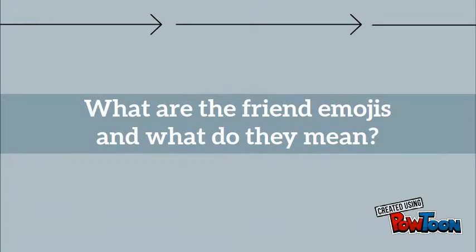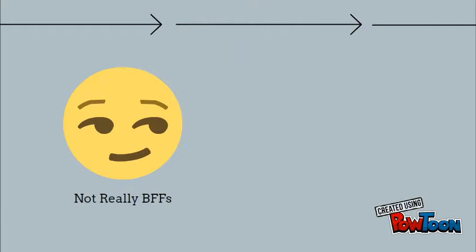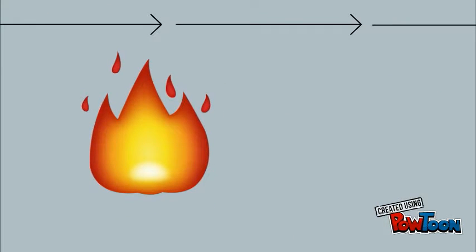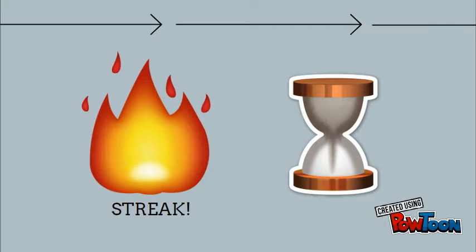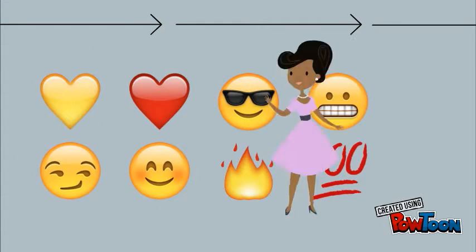What are the friend emojis and what do they mean? Snapchat displays a whole bunch of different emojis next to your friend names, and they have all different meanings. Some of the common ones include the smirking face, which means you're one of their best friends, but they're not one of yours. The yellow heart, which means you're number one best friends with each other, and you send the most snaps to this person, and they send the most snaps back to you. The fire emoji, which means you're on a snap streak, which basically means you snap this person every day and they snap back to you. And the hourglass, which is basically if your Snapchat streak is about to end. So as I mentioned previously, there's a lot of different emojis and they mean a whole bunch of different things.